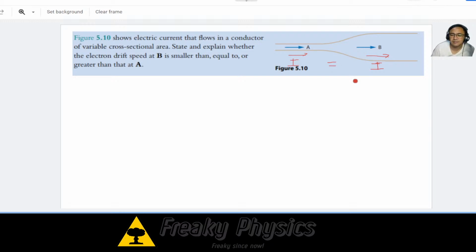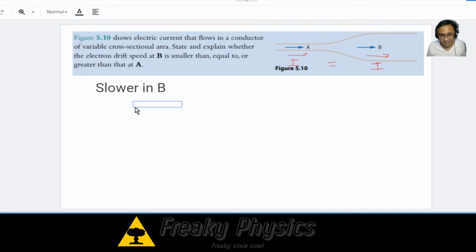Does that mean the speed is equal? Not quite. I think B means the speed decreases. It's slower in A. Wait, why? Okay, the correct answer is it's slower in B. Slower because the cross-sectional area is bigger. That's not the only reason, but yes, that's the main reason.